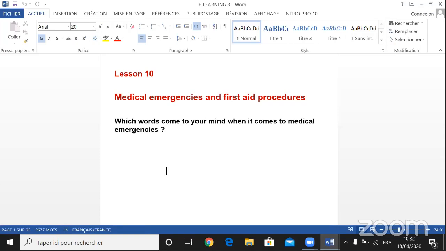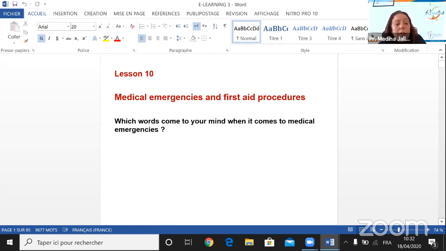Now it's lesson 10. I chose it to deal with medical emergencies, and the second part is the first aid procedures. Okay, now let's start with the first question here. As a start, which words can come to your mind when it comes to medical emergencies? Did you think of some words, some nouns, verbs, adjectives?